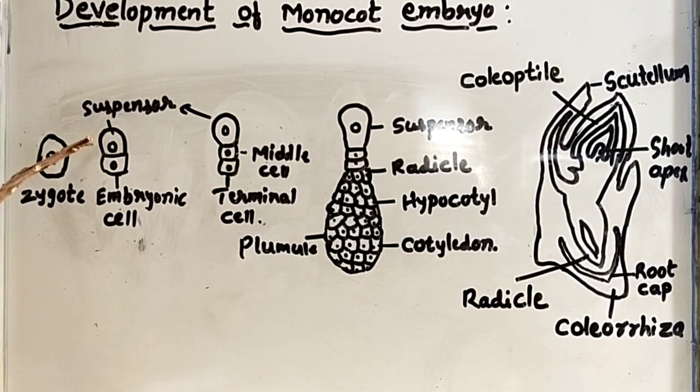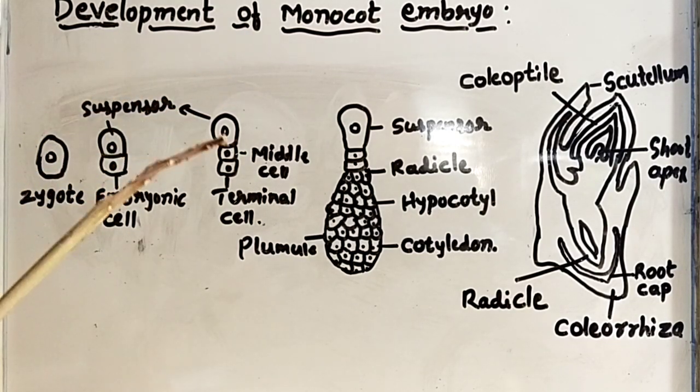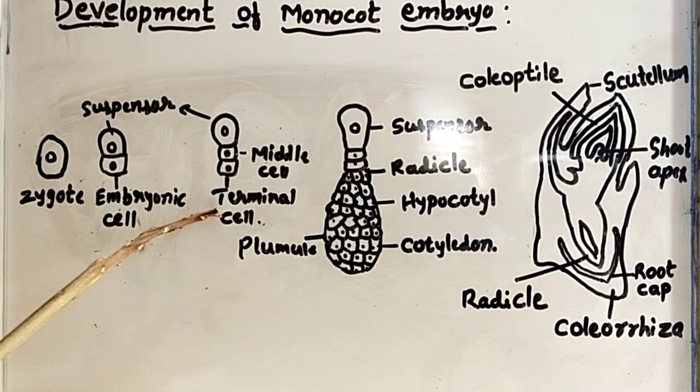This suspensor cell will not undergo further division. It is single celled in monocot plants. Whereas the embryonic cell again undergoes mitotic cell division and gives rise to how many cells? Two cells. That is the middle cell and the terminal cell.